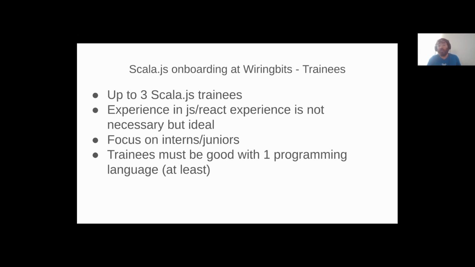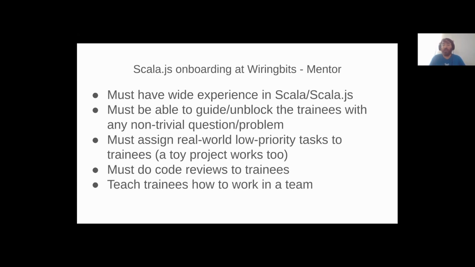Over the last year, we have been trying this mostly with juniors and interns, and the results are super nice. You can get inexperienced people to actually work on Scala.js code bases, which is something companies usually complain about, Scala not being appealing to juniors or interns. It can work. The only constraint that we ask of these trainees is that they must be good with at least one programming language, because that will make everything simpler, and that's what we have tried.